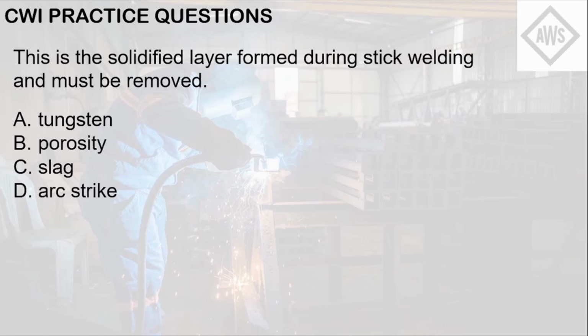Letter D, arc strike, is also another weld defect or discontinuity: the unintentional or intentional striking of the welding electrode to the other part of the base metal at or near the welded portion of the metal. So that leaves us to the answer, letter C, slag. Slag is the solidified layer formed during the SMAW process, enabling the molten weld pool of metal to be cooled and also to be shielded from the harmful effects of atmospheric gases.